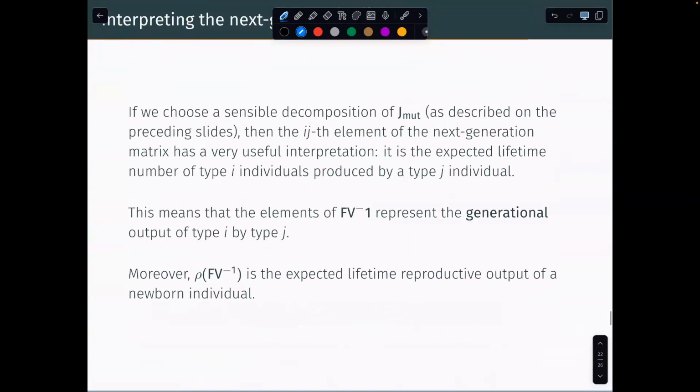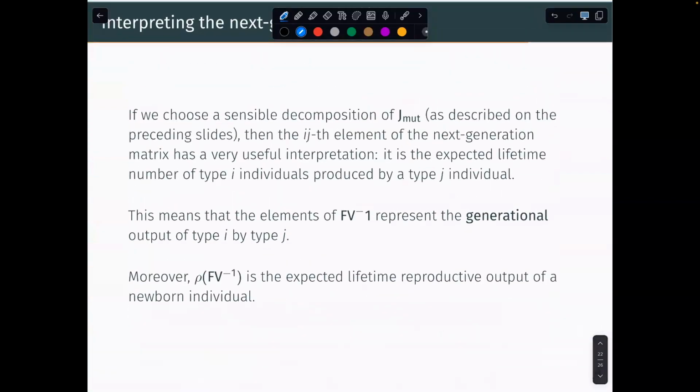So this comes back to your question earlier, Javad. This all comes down to this sensible decomposition of our mutant Jacobian, by splitting this F matrix to only contain the birth terms, remember, birth terms, not elements, of our mutant Jacobian. And what this next generation matrix is basically saying is that the ijth element is the expected lifetime number of type I individuals that are produced by a type J individual.